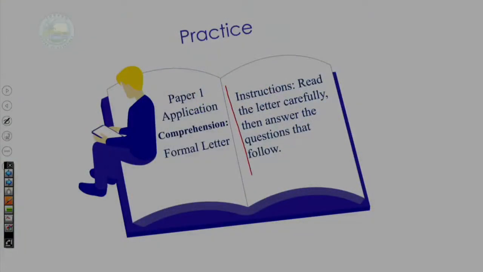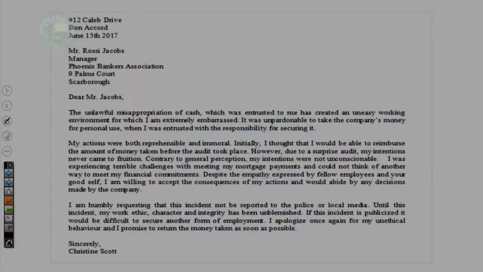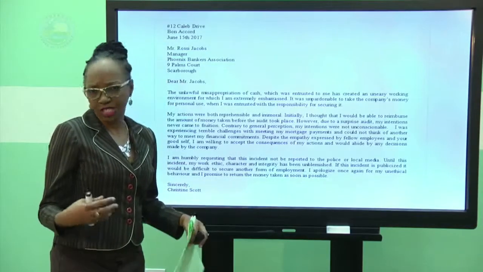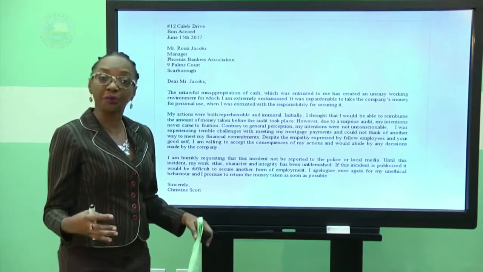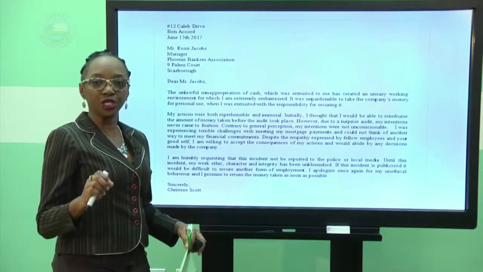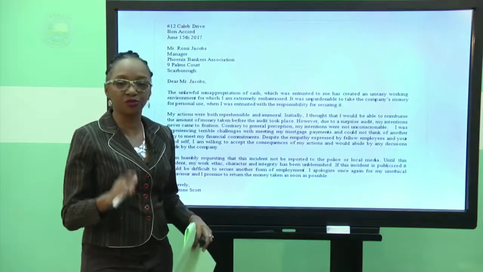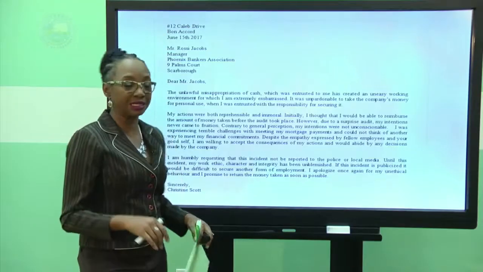Read the letter carefully, then answer the questions that follow. And in a multiple choice section in our paper 1, we can get something like this. We have this formal letter, and it's a letter of apology that can come in your exam, especially in your paper 1, in the form of a comprehension. All of your comprehension elements will feature a particular genre of writing, a particular type of writing. So all of the skills that you're learning for your paper 2, those elements are still required for your paper 1 so that you can have better understanding.